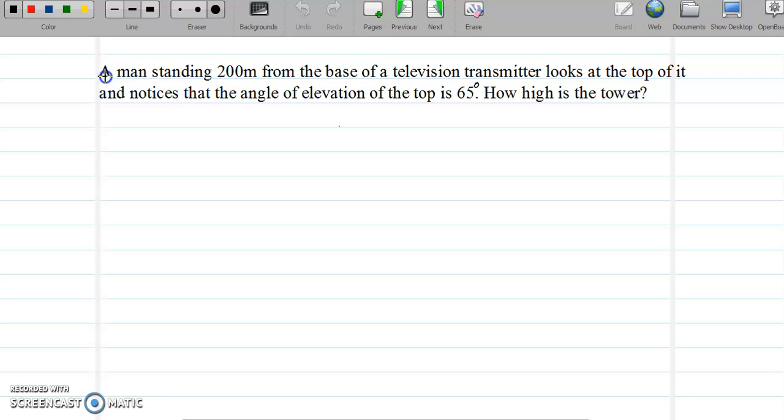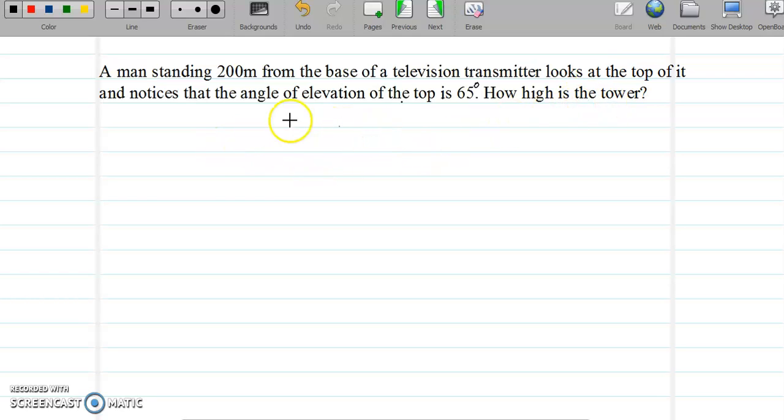It says that a man standing 200 meters from the base of a television transformer looks at the top of it and notices that the angle of elevation of the top is 65 degrees. How high is the tower?